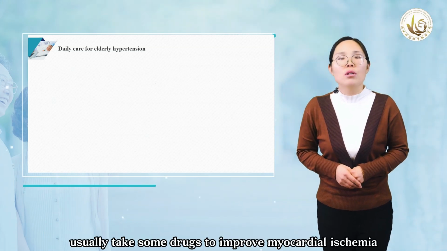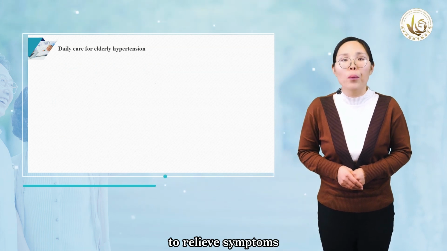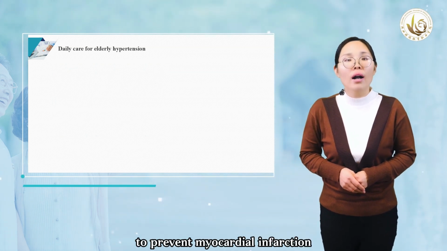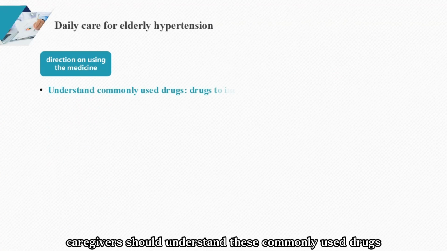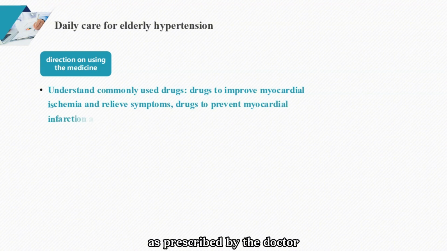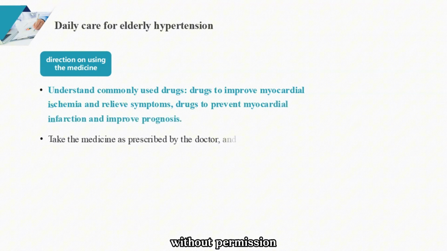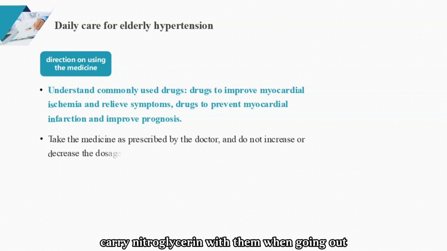CHD patients usually take some drugs to improve myocardial ischemia, to relieve symptoms, to prevent myocardial infarction, and to improve prognosis. Caregivers should understand these commonly used drugs and assist the patient in taking medication as prescribed by the doctor, without increasing or decreasing the dosage without permission. Carry nitroglycerin with them when going out.